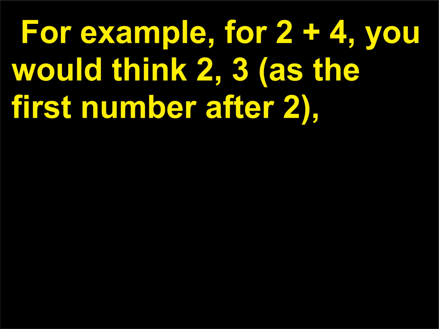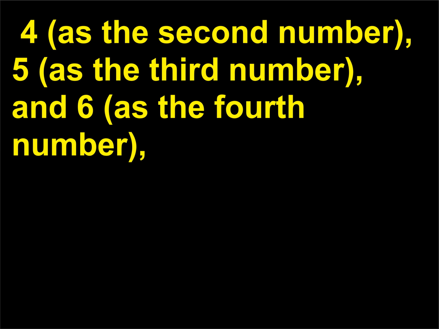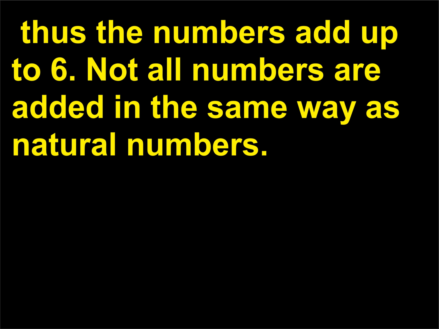For example, for 2 plus 4, you would think 2, 3 as the first number after 2, 4 as the second number, 5 as the third number, and 6 as the fourth number. Thus the numbers add up to 6. Not all numbers are added in the same way as natural numbers.